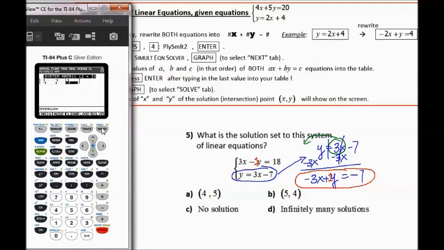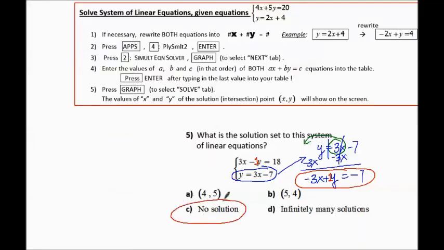And when you hit solve, in this case, what you're going to see is the screen telling you that there's no solution. So there's really no confusion about when it's infinite solution and when it's no solution. No solution will actually be spelled out in your calculator, and in this case, you will choose that option, no solutions.